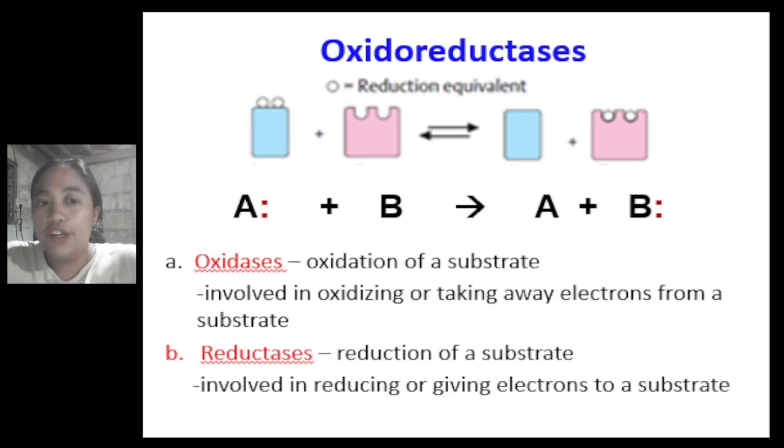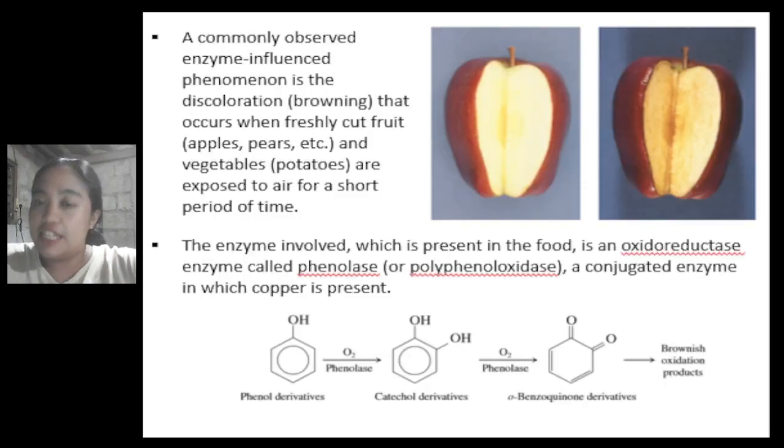So have you wondered while you are peeling or slicing an apple or potatoes or other fruits, after some time, what happens to its color? It turns brown or reddish, di ba? This is because of an enzyme reaction. So the enzyme involved is an oxidoreductase. Specifically, it is called a phenolase. So this phenolase is a conjugated enzyme and it has a copper in it. So when it is copper, is it a cofactor or a coenzyme? Okay, so this phenolase has a copper in it.